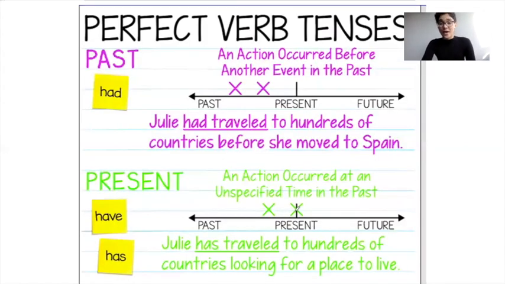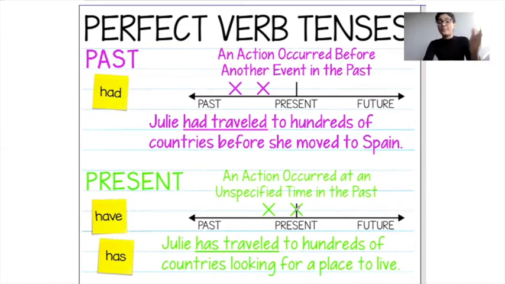The perfect verb tense is as follows. You have the past perfect verb tense, which is an action that has happened before another event in the past. So for example, it has the word had in it most of the time. For example, Julie had travelled to hundreds of countries before she moved to Spain.